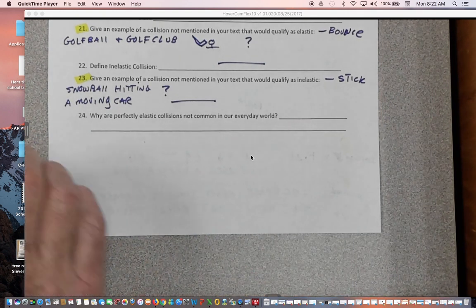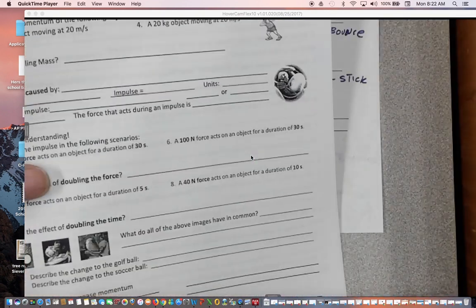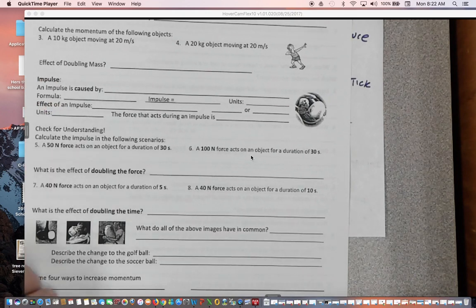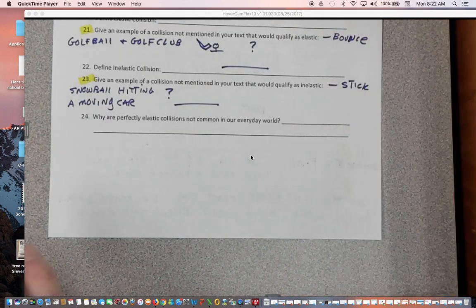Well, there you have it. That's the extra notes on this. Save this sheet and this sheet. You'll be needing to finish these at some point. Do not lose these because these are your reference on this next test.